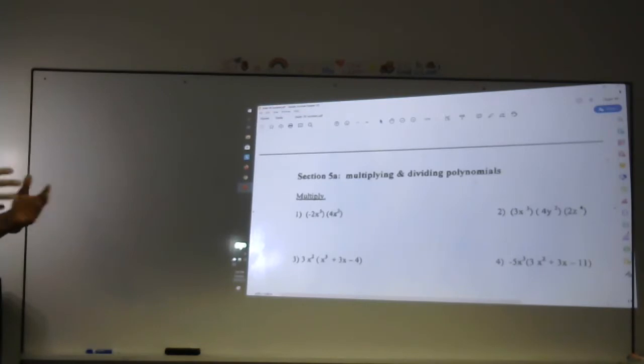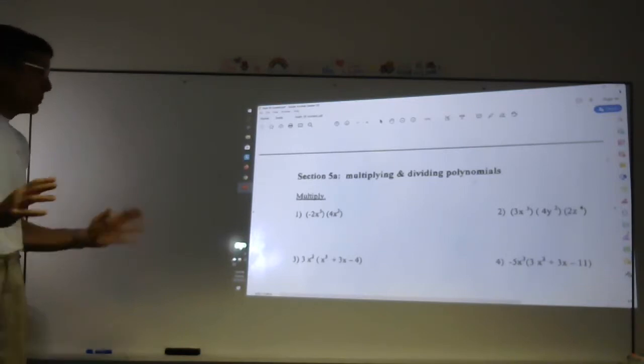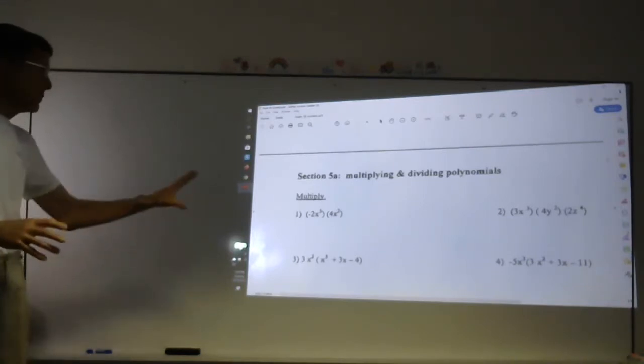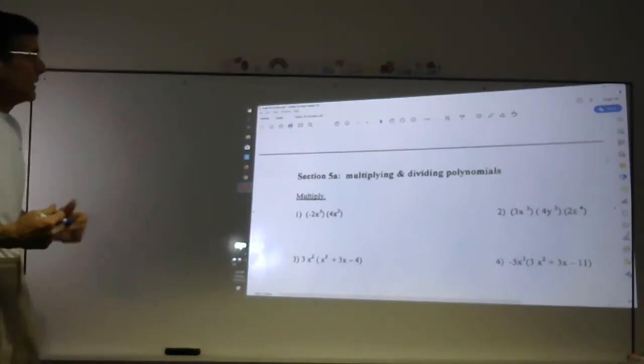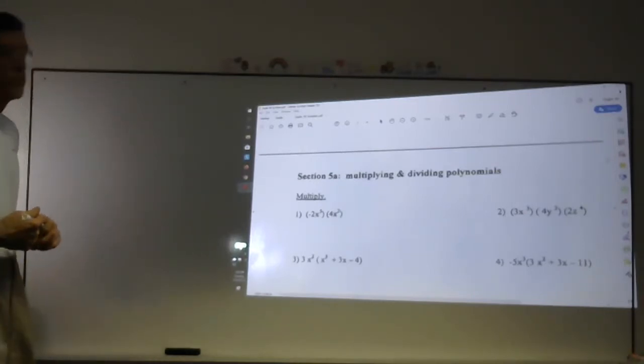Today, with multiplying and dividing polynomials, because we did the rules for exponents, you should be okay in most of this. You should find most of this to be pretty easy. And the dividing polynomials in a similar fashion.